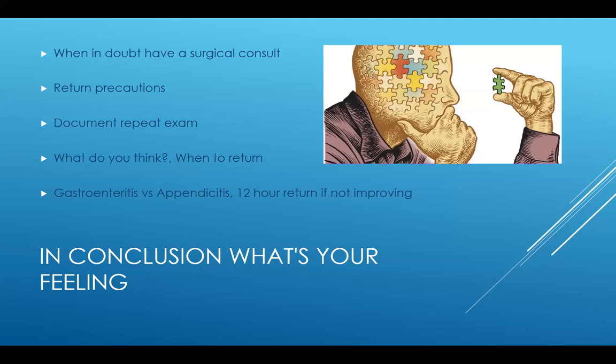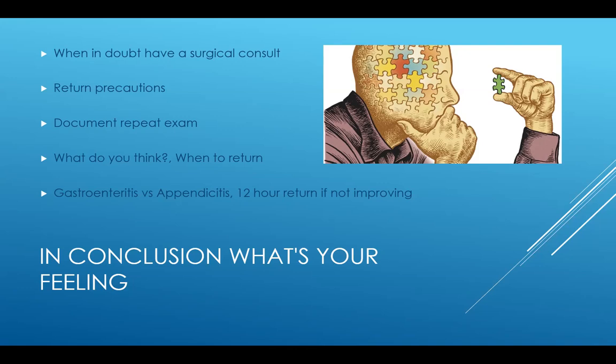So in conclusion, what's your clinical gestalt? If you have any doubt, get a surgical consult. Give the patient really good return to care precautions. If you're suspecting that it's gastroenteritis and it's early onset because they're vomiting, but you're still considering that there could be an appendicitis, you might want to tell them, based on your clinical presentation today and things that I've seen in the past, I feel like you're suffering from a gastroenteritis.